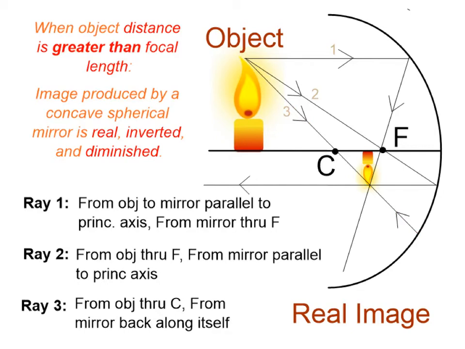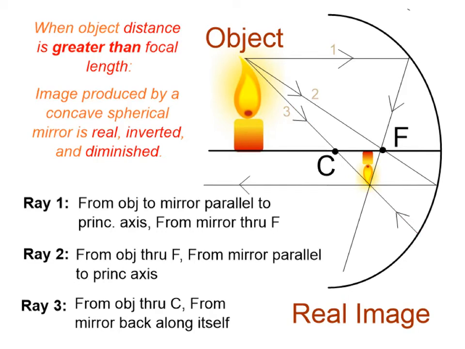From here, we can then determine what kind of image is formed. The point at which these 3 rays intersect will be the same point as the object's point, but this will be the image. In this case, we have a real image. The actual rays are forming the image. It's not a virtual image.